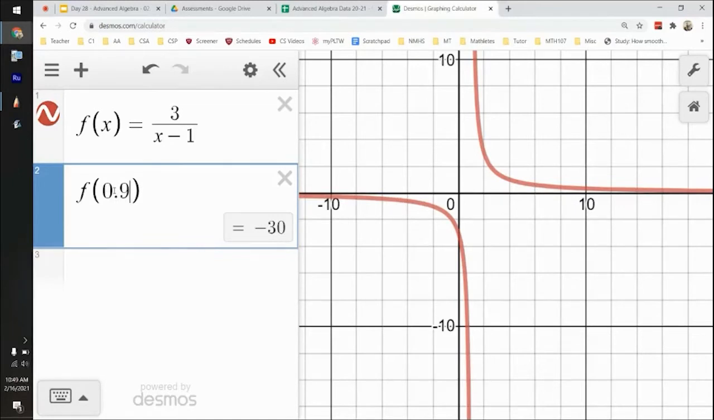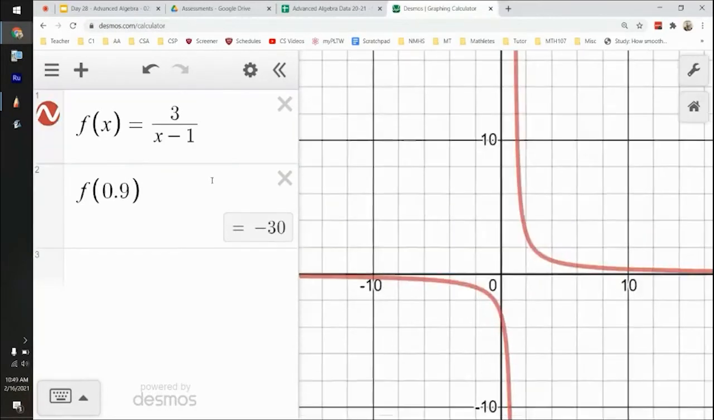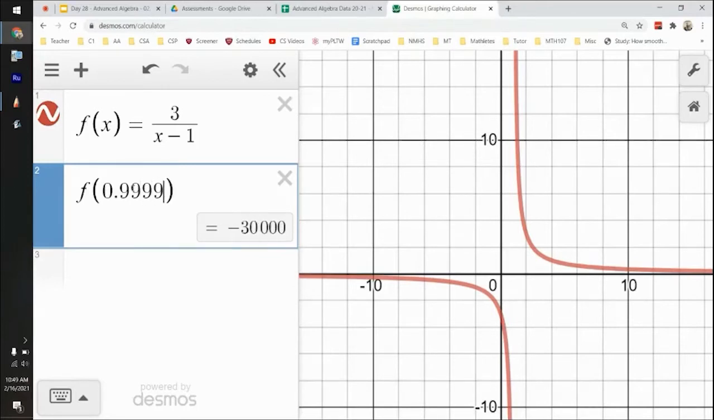0.9 is approaching from this side as I go down here this way. But what happens if I plug in 0.99? That's even closer to 1. What happens if I plug in 0.999 repeating? What do you notice my f is going to?